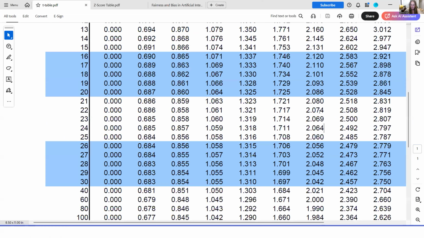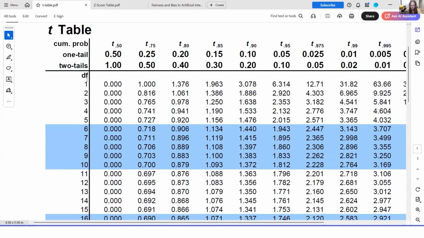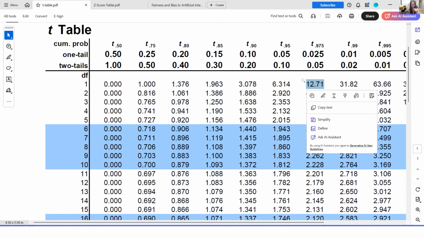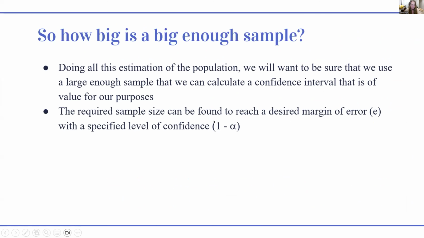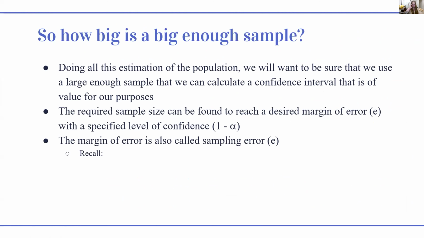And you can sort of see that at one observation, a 95% confidence interval, 12.7, right? So imagine that it's 1.96 if you got the z-score. That confidence interval is going to be huge. And that makes sense because you have very, very few observations. So the margin of error, that's that portion after the plus or minus sign. That's also often called the sampling error. Okay. So here's the formula for the confidence interval.